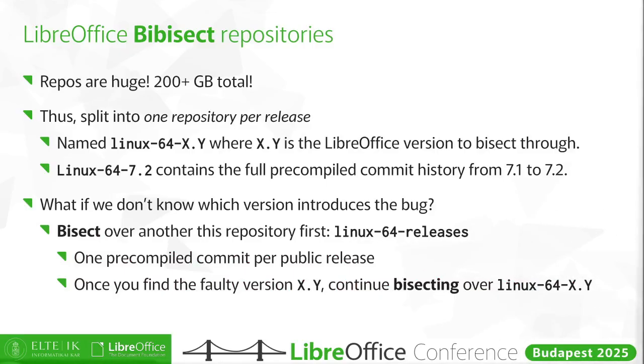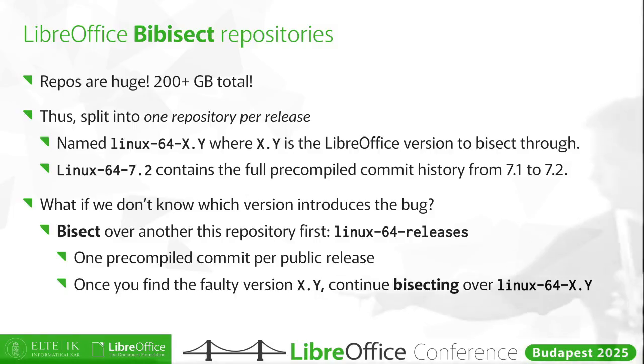This one will contain one commit per public release. This is great work by the QA team. This is not my work, by the way. I must give kudos to the QA team for this. Are these the first releases with a given number or the last releases with a given number? All the releases with a given number. You will see it in a moment. Okay. So one precompiled commit per public release.